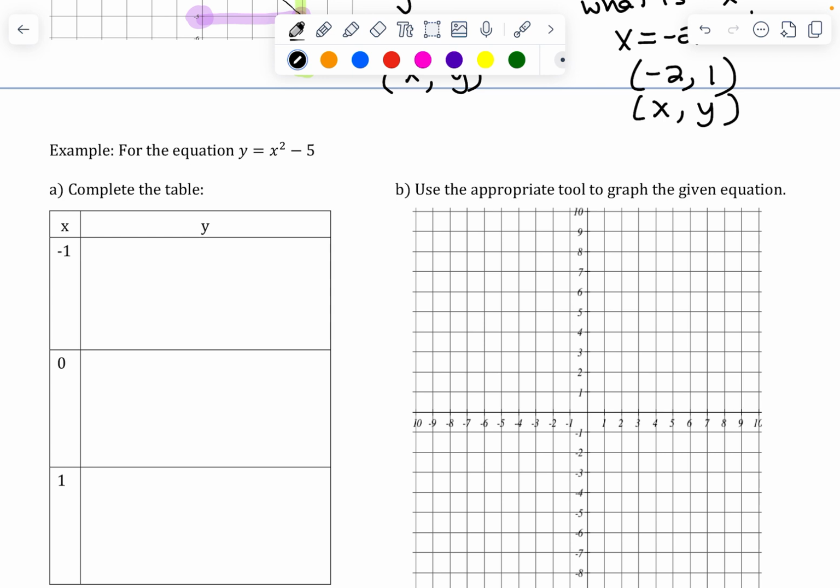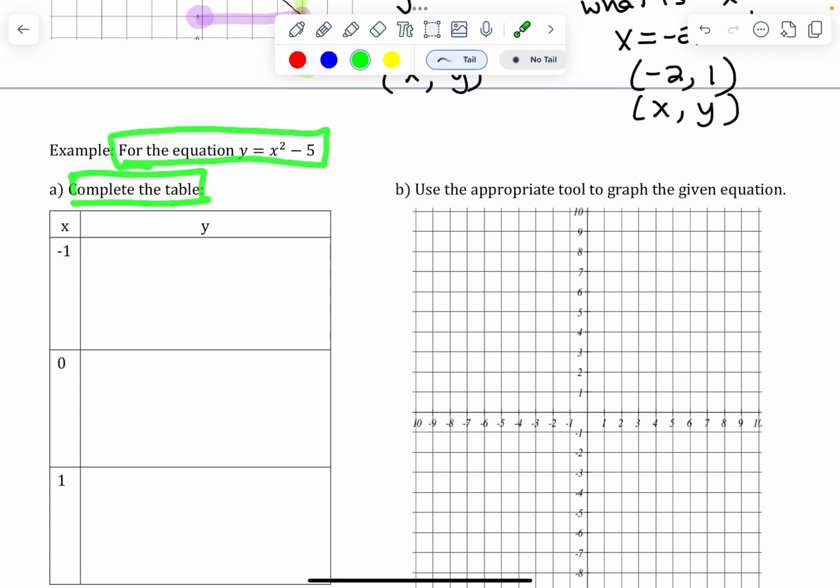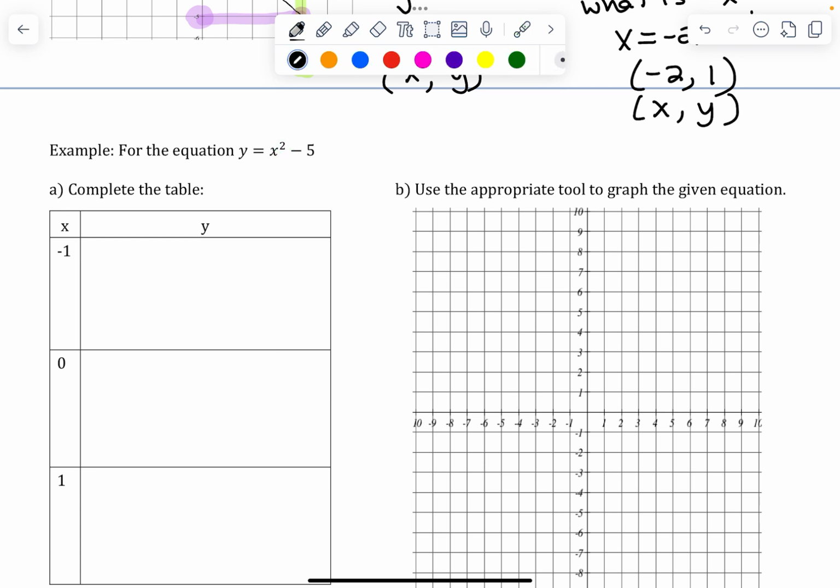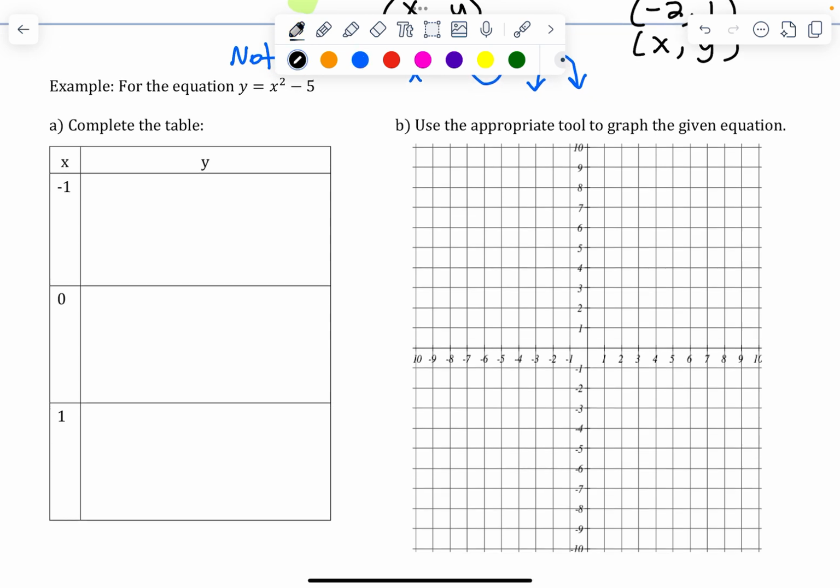So the next example asks us to complete the table and then use the appropriate tool to graph the equation. When we look at this equation, we should notice that we have this x squared here. That tells us that this is not linear, so it's not going to be a straight line. Anytime we see x squared, the graph is either going to be a U or an upside down U. It's called a parabola.